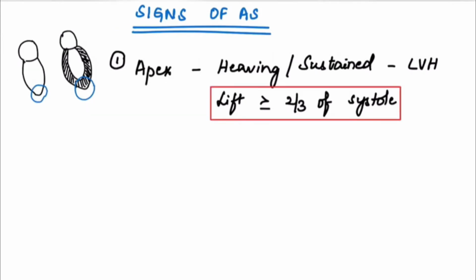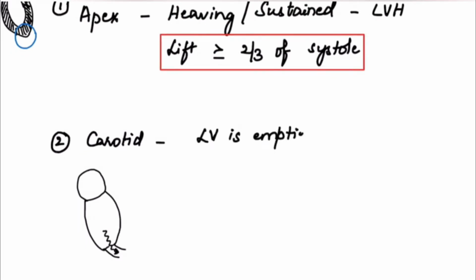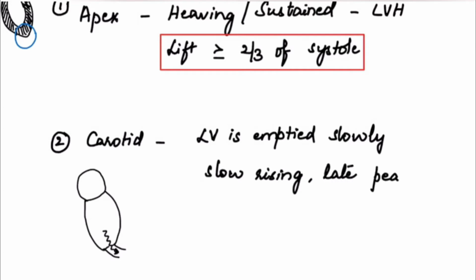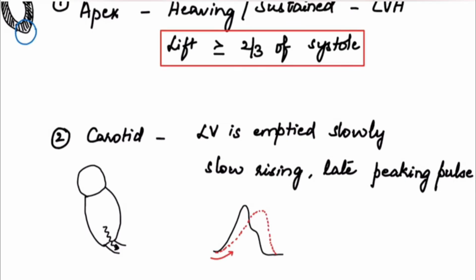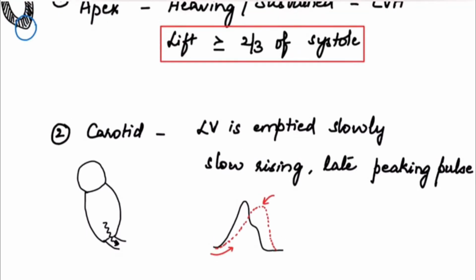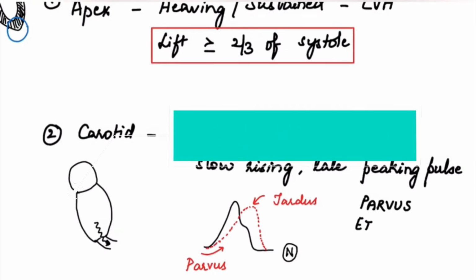Now, as the left ventricle is emptied very slowly into the aorta because of stenosis, the pulse can be felt in the carotid, which is a slow rising with a late peak. So, as compared to the normal pulse waveform, the pulse of aortic stenosis shows a slow rise, which is known as parvus, and a delayed peak, which is known as tardus. So, the pulse in aortic stenosis is known as parvus et tardus.